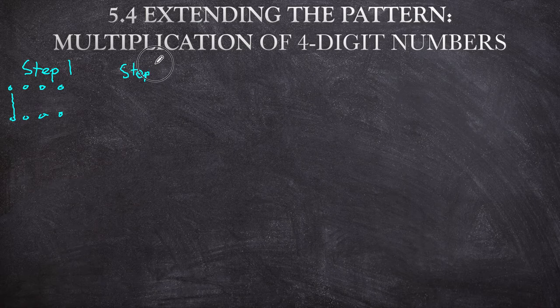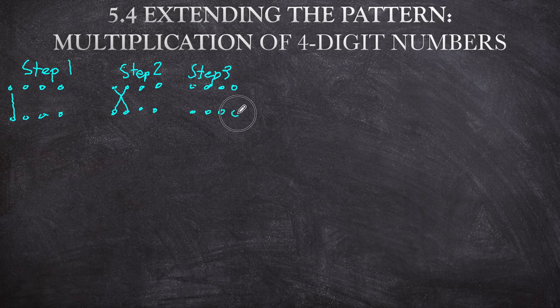Step 2 will be something like this. So this is the first crosswise step. What we're going to do is multiply thousands by hundreds plus hundreds by thousands. That's step 2. Step 3 will be similar to what we did in the 3 by 3. So imagine this number: thousands, hundreds, tens, ones. We're going to multiply thousands by tens, hundreds by hundreds, and tens by thousands. That's step 3.